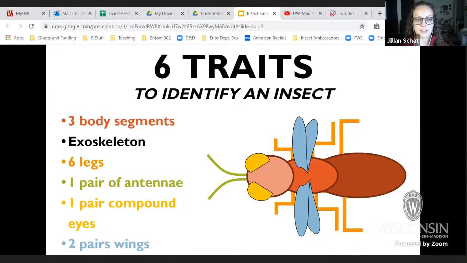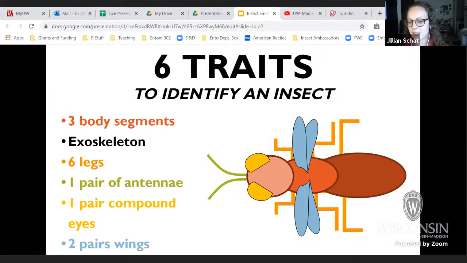And so all of these features, the 3 body segments, the exoskeleton, the 6 legs, the pair of antennae, the 1 pair of compound eyes, 2 pairs of wings. If you see a creature like this out in nature, it's probably an insect. Some things that are commonly confused for insects, like spiders. Spiders have 8 legs, 2 body segments, and so you can start to use this list to differentiate what's an insect and what's not an insect. And the things that have this list, they are almost always insects, and this list has allowed insects to become one of the most diverse, one of the most abundant types of animal on the planet.